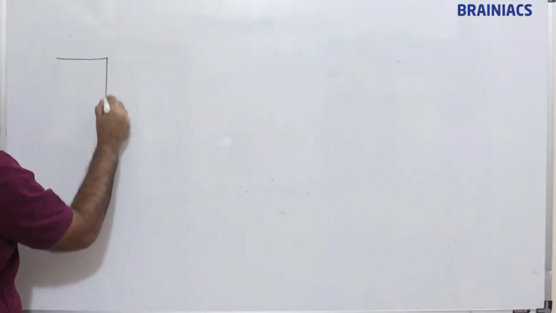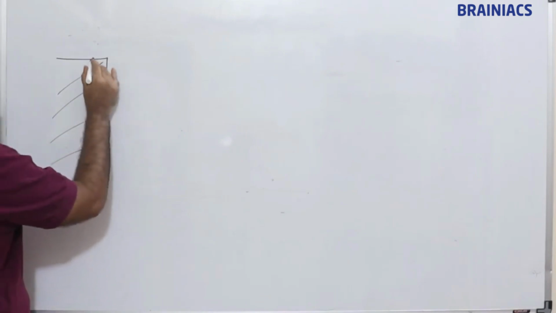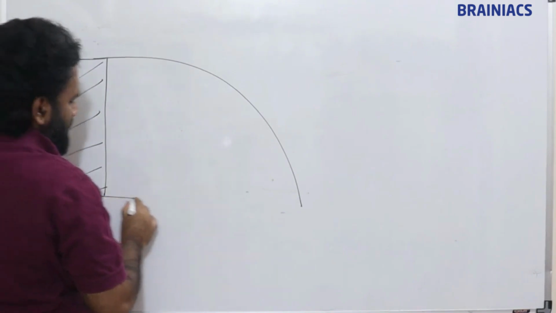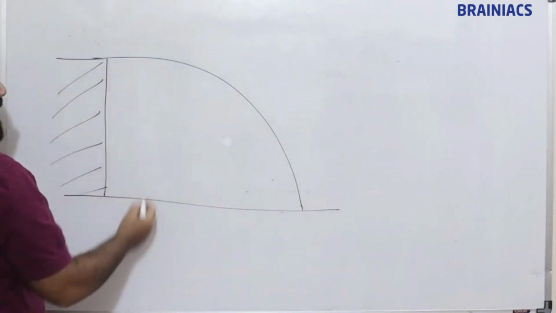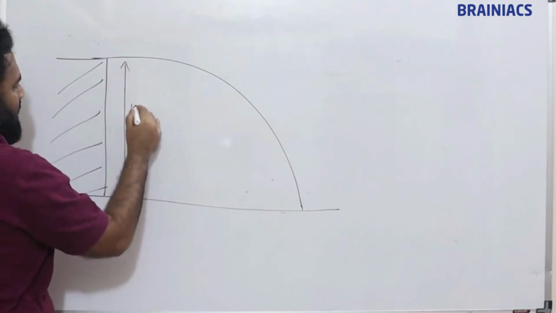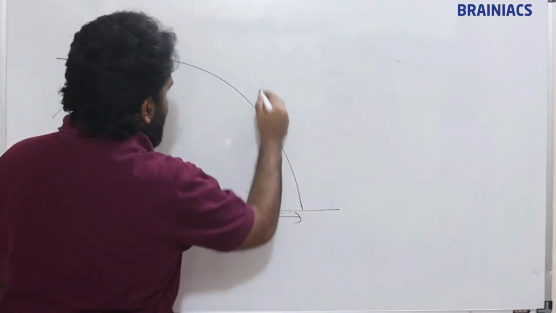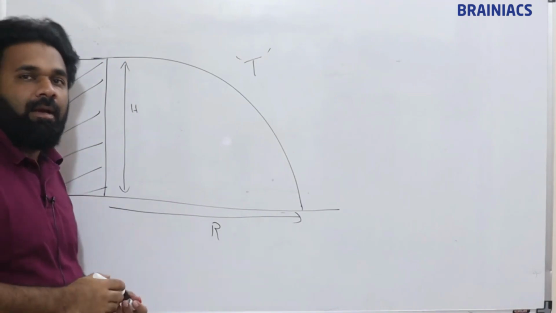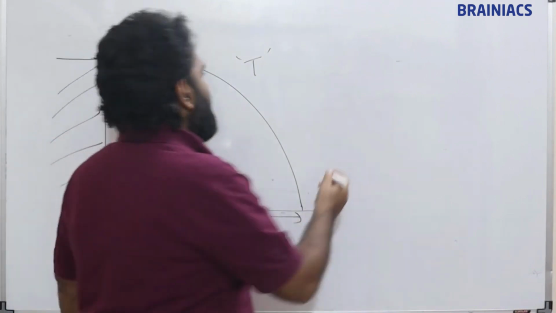Suppose, in the same way, another case: the particle is going straight and falling like this, not at an angle. This is the height and this is the range. The total time the particle is in the air can be taken as capital T. So how do we find the range here?